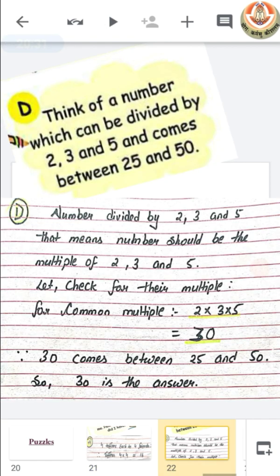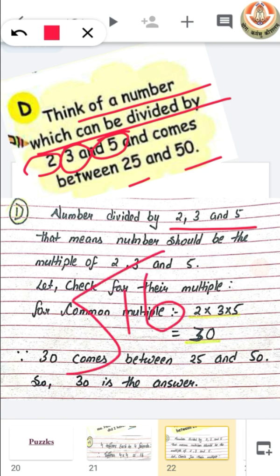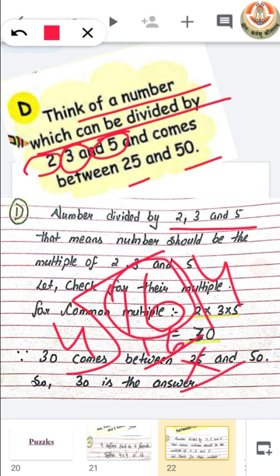Okay. Now the second riddle is, think of a number which can be divided by 2, 3 and 5 and comes in between 25 and 50. So this number is divisible by 3, 2 and 5. That means it should be a multiple of 3, 2 and 5. Okay. For example, we have 16 and it is completely divisible by 4. And we also know that 16 is a multiple of 4, means 16 comes in the table of 4.